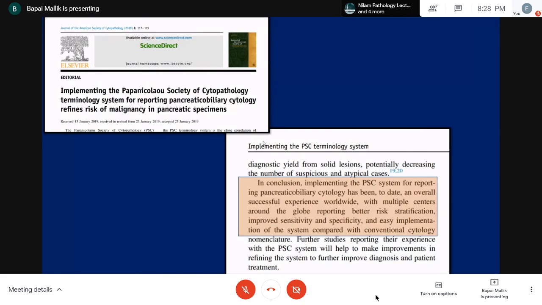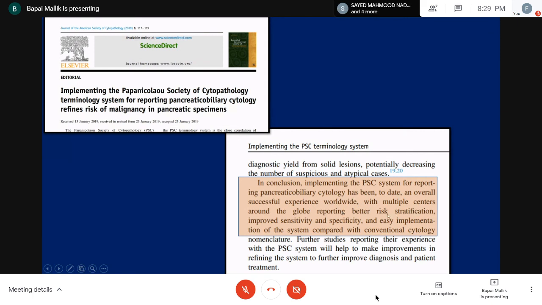So what has happened is that since 2014, a lot of laboratories around the world have been implementing the Papanicolaou Society of Cytopathology terminology system. And in 2019, there was an editorial which was published in the Journal of the American Society of Cytopathology, and I decided to just show you the conclusion. Implementation of this system for reporting has been to date an overall successful experience worldwide, with multiple centers around the globe reporting better risk stratification.